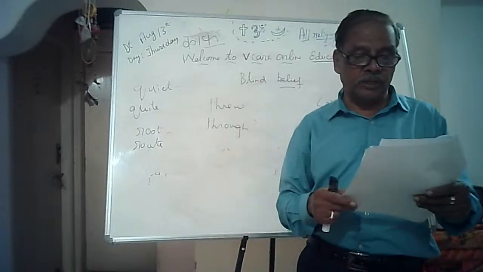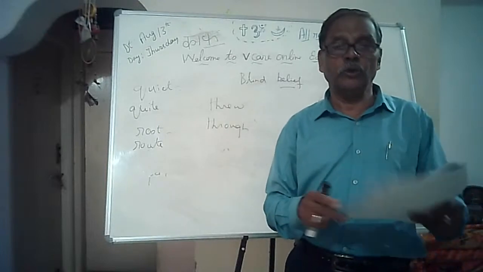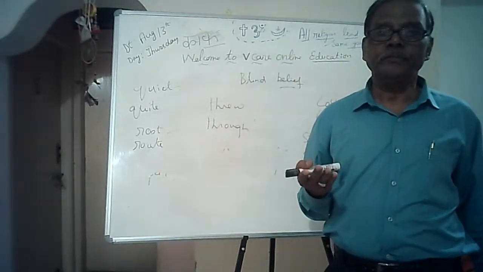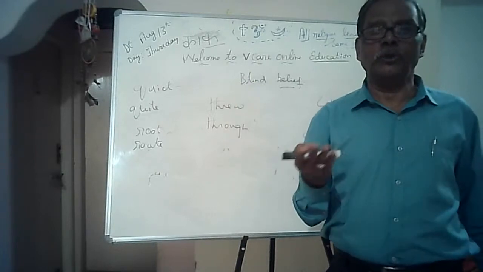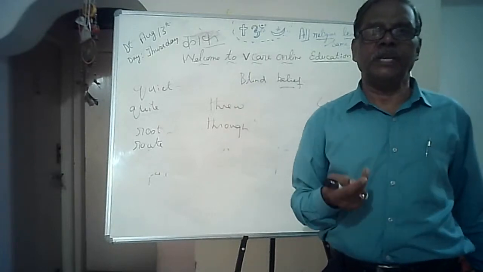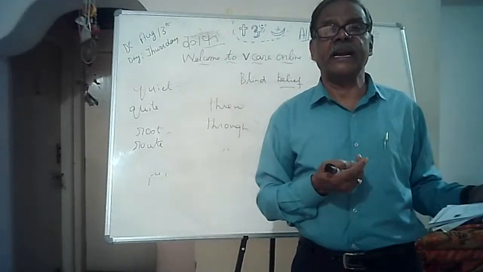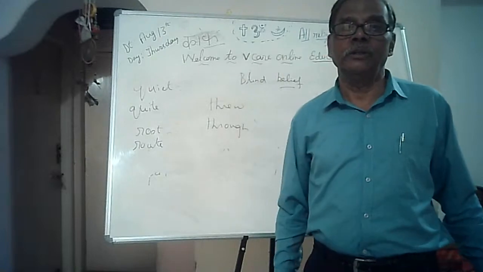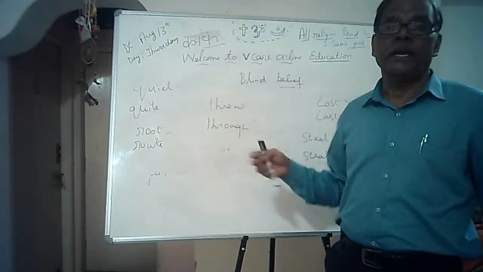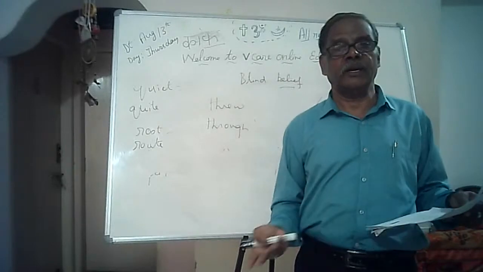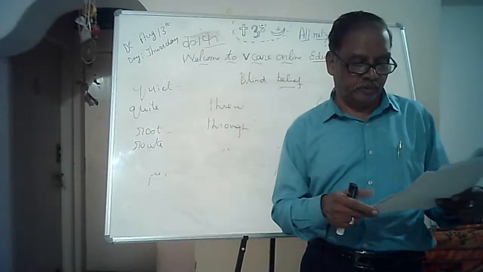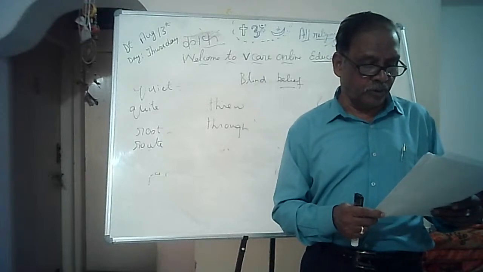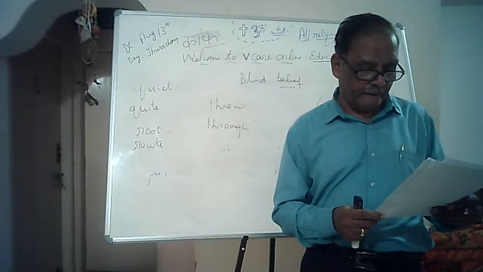There is one more through, that means seeing through the window. I go through your notes. Go through the subject. I went through his letters, I read them. One more through is the window. He is seeing through the window. This threw is the past tense of throw. Dhoni threw the ball at me. Look at that. Don't throw. So that is about through and threw, the past tense of throw.